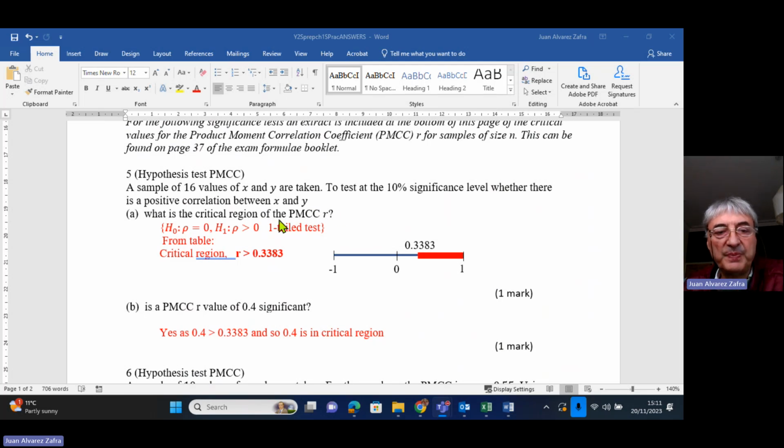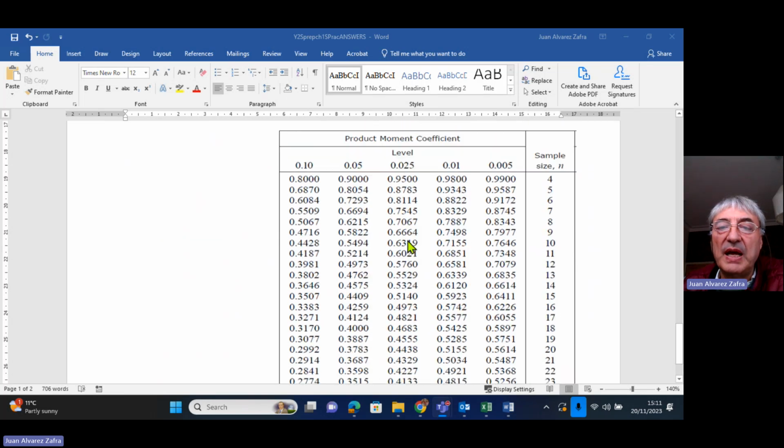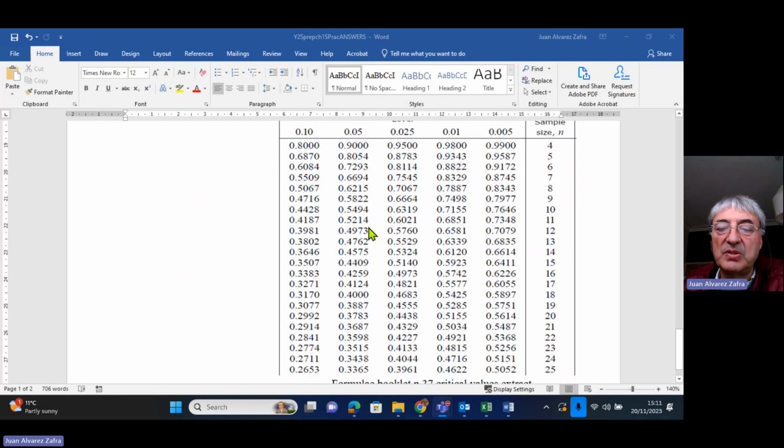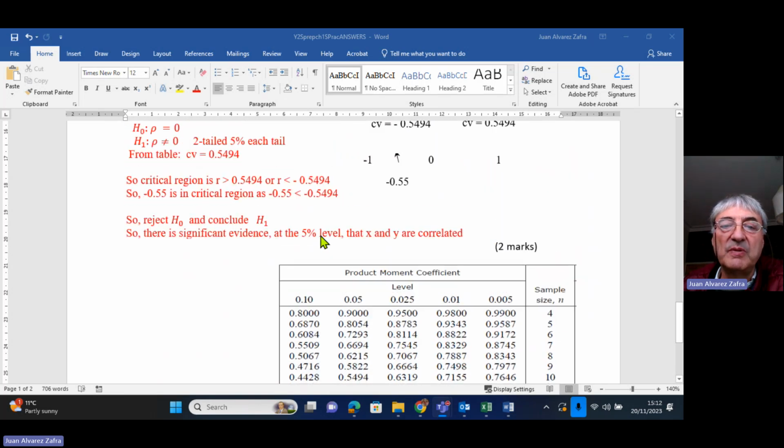Well, the null hypothesis is always that the correlation coefficient is 0. In this case, because we're testing to see if it's positive, we're testing to see if the correlation coefficient is greater than 0. That means it's a one-tailed test. We're not checking to see if it's negatively correlated. And if we look at the table, 16, and then 10% one-tailed, the same as 5%. Sorry, 10% one-tailed is 0.3383 because it's all in one tail.